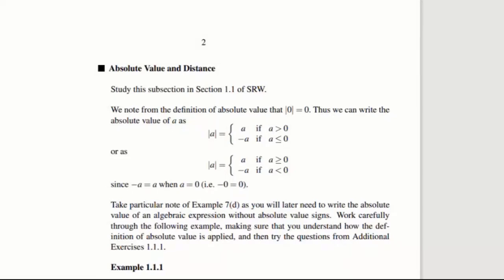Here they say write the absolute value of 2x plus 3 without absolute value signs. Okay, without absolute value signs.